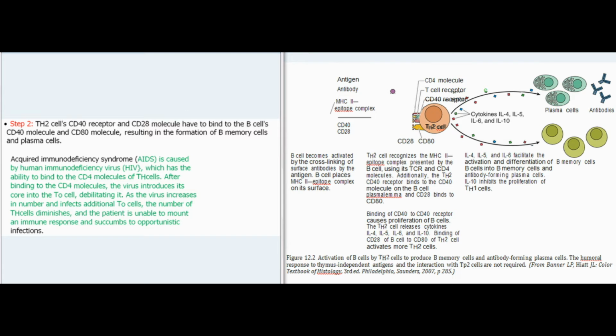Acquired immunodeficiency syndrome, AIDS, is caused by human immunodeficiency virus, HIV, which has the ability to bind to the CD4 molecules of T cells. After binding to the CD4 molecules, the virus introduces its core into the T cell, debilitating it. As the virus increases in number and infects additional T cells, the number of T cells diminishes, and the patient is unable to mount an immune response and succumbs to opportunistic infections.